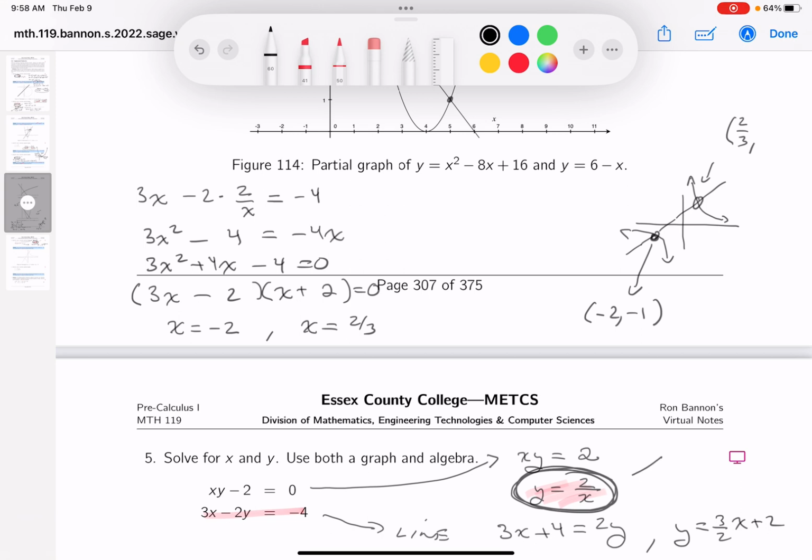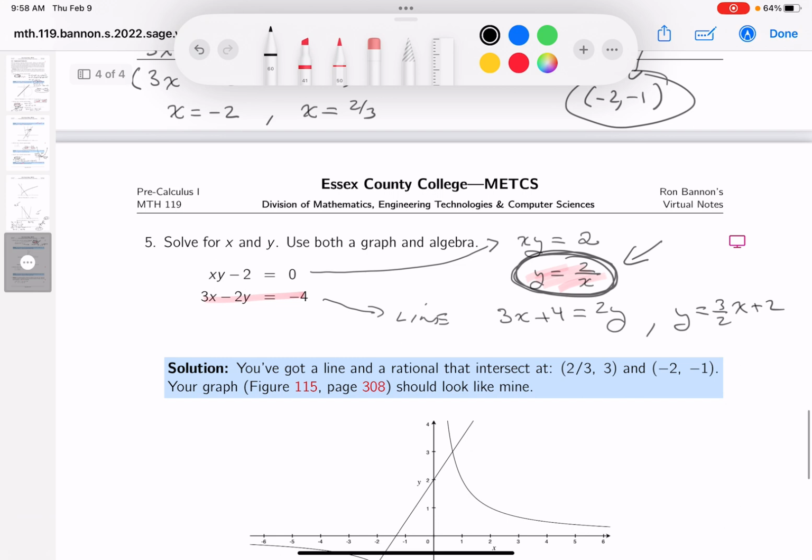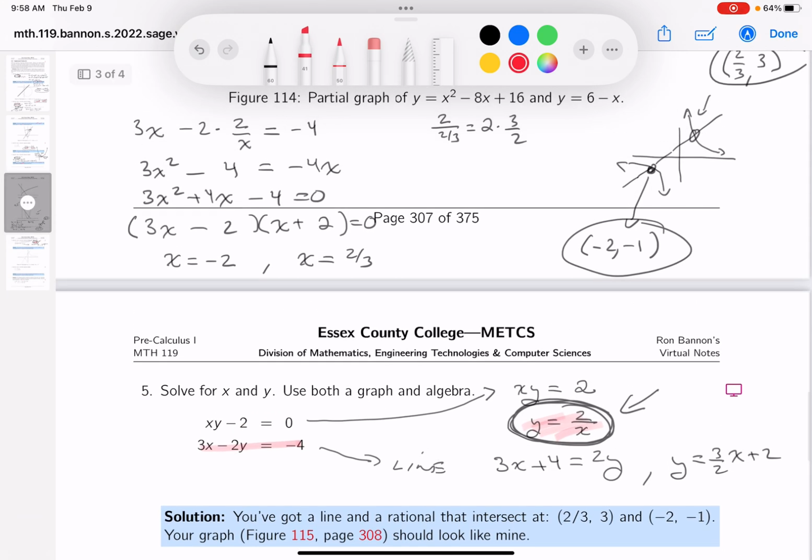Again, we're plugging it in here. You're going to get 2 divided by 2/3. Maybe I should write that down. 2 divided by 2/3 is the same thing as 2 times 3 over 2, so that'll be 3. All right? So I got 2 points. Let's look at our key, see how we did. I got 2/3, 3. I see that there. And the other one is minus 2, minus 1.